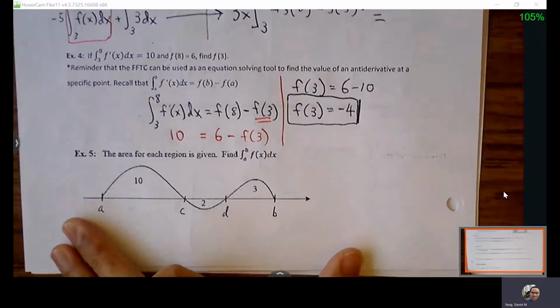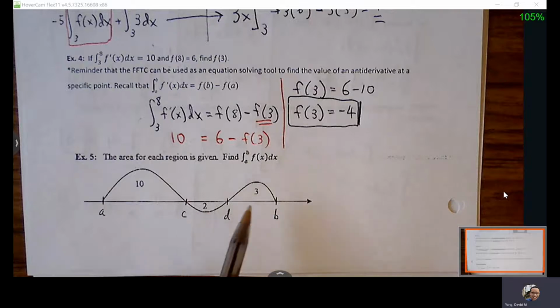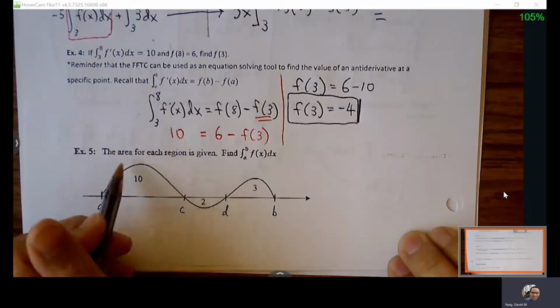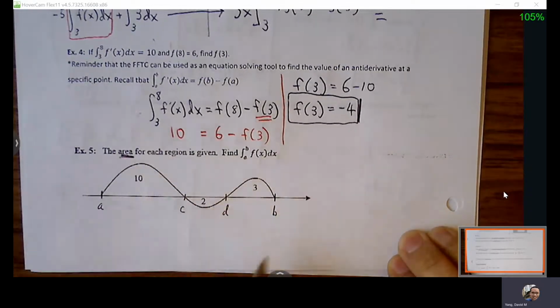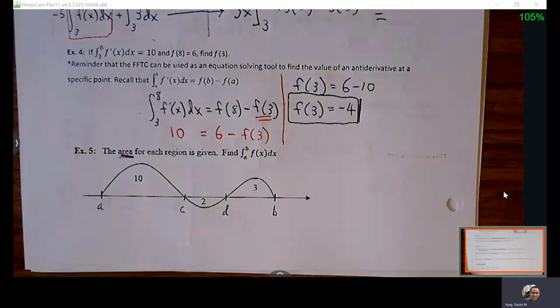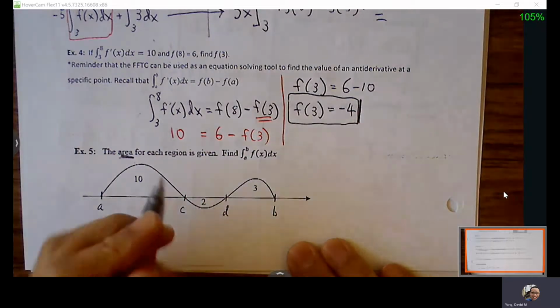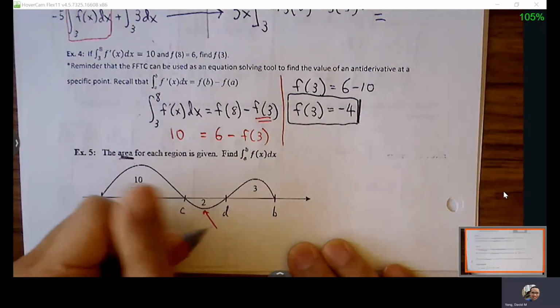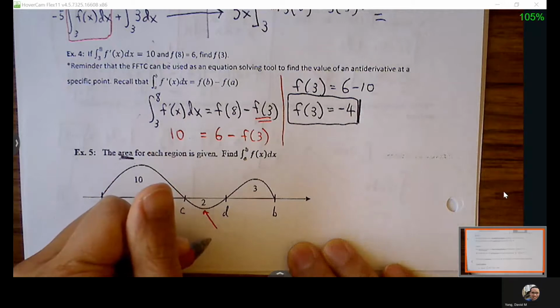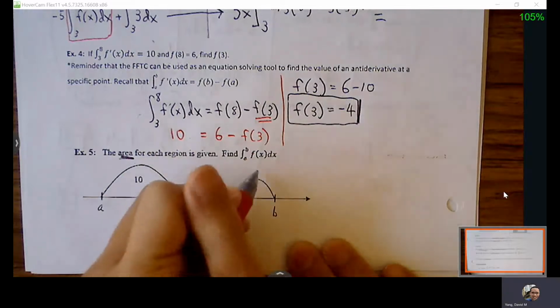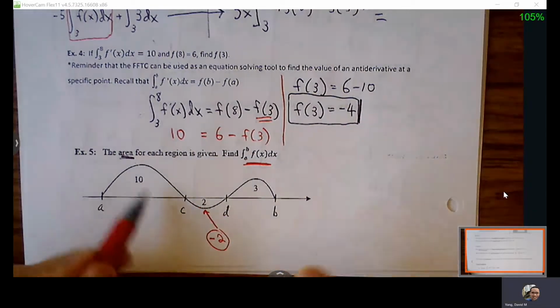Okay, example 5. It says the area of each region is given. Okay, so area is always going to be positive, so you're going to see all these are positive values. But with definite integral, we have to keep track of the fact that there is going to be a combination of positive and negative values, depending if they're above or below the x-axis. So this is showing an area of 2, but the definite integral of this is really what? -2. So if I want to find the definite integral, I got to keep track of the negatives.